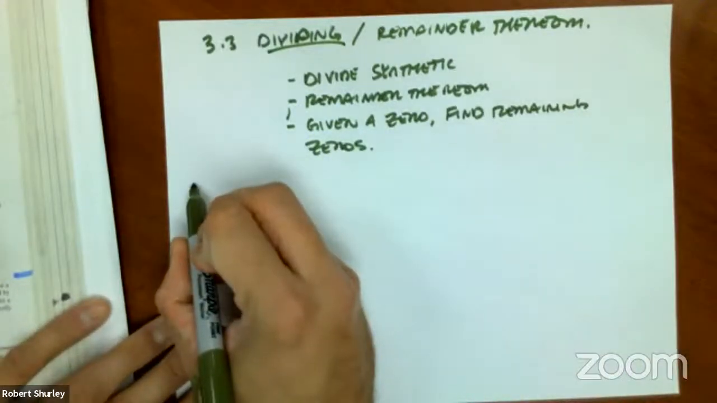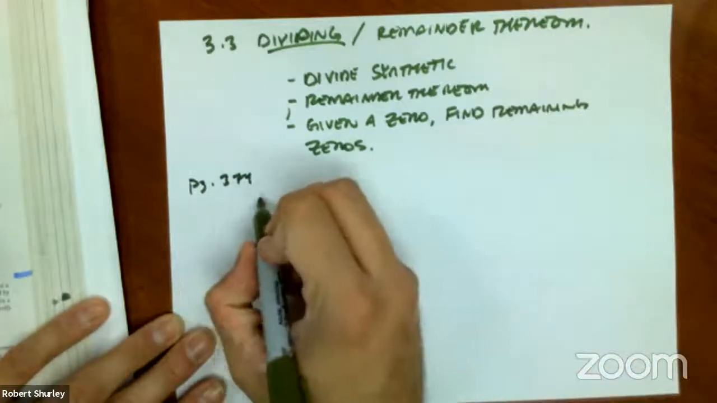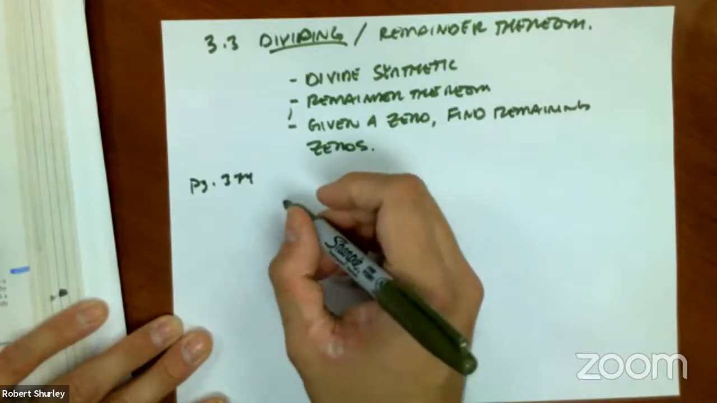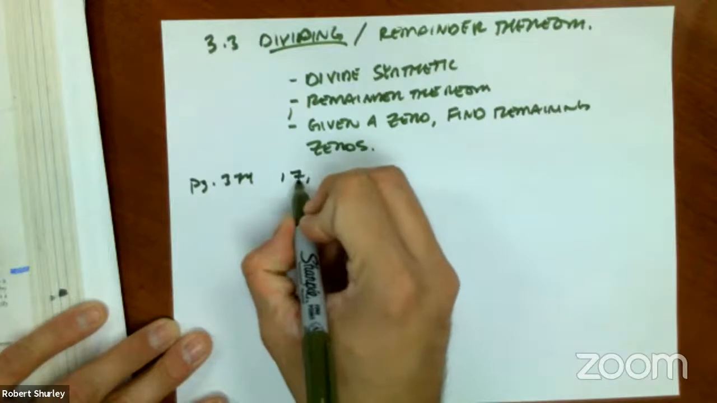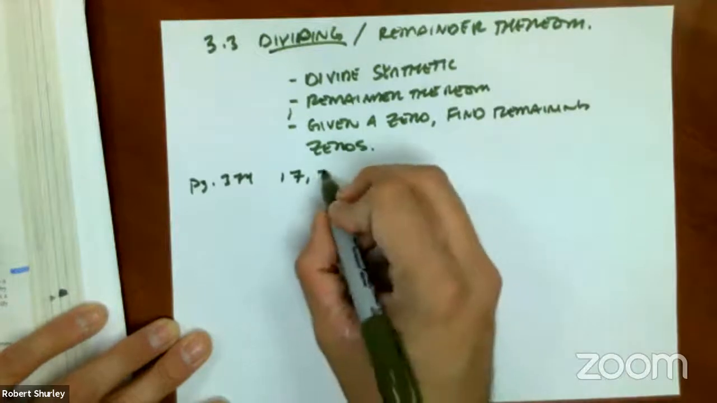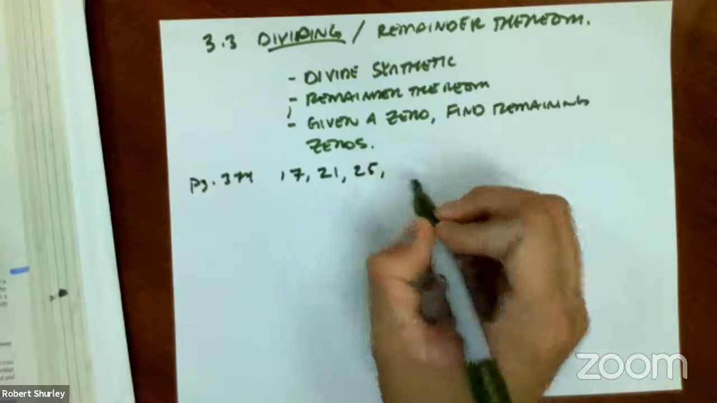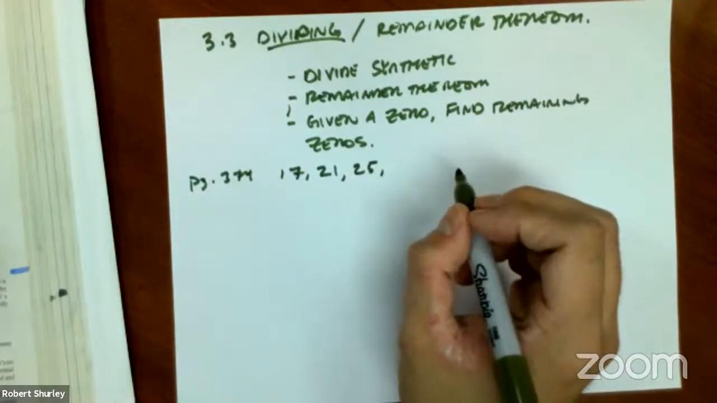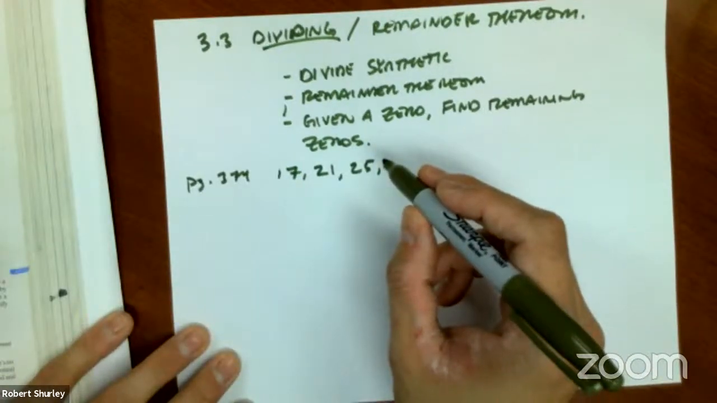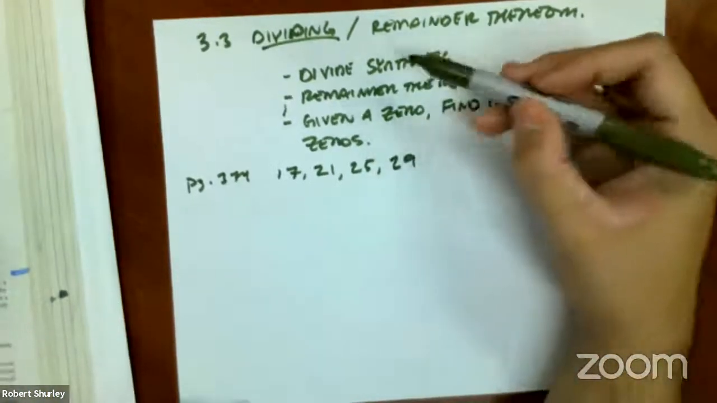So for the homework that I would focus on, page 374, the homework I would focus on would be like number 17. This is just dividing. 17, 21, and then let's do a weird one. Let's say 25. Doing missing terms. Let's say 29. Super weird. And so that's the dividing synthetically.